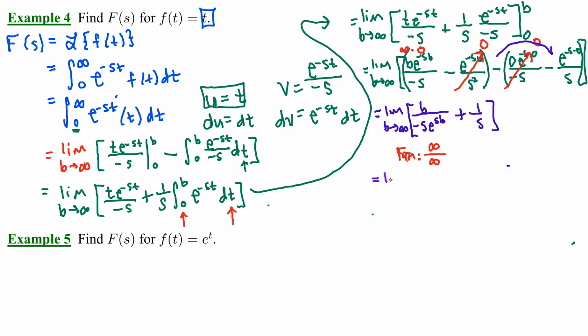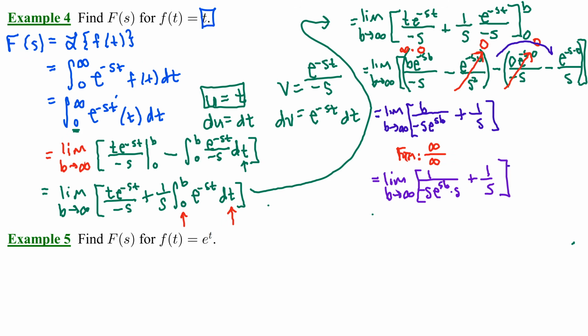So applying L'Hopital's rule to the first term, we have the limit as b approaches infinity. The derivative of b with respect to b is 1. We have constant multiplier negative s. Here we're going to make a copy of the e to the b and then multiply by the derivative of the exponent. And we have this 1 over s term out here. Now we can go ahead and evaluate that limit.